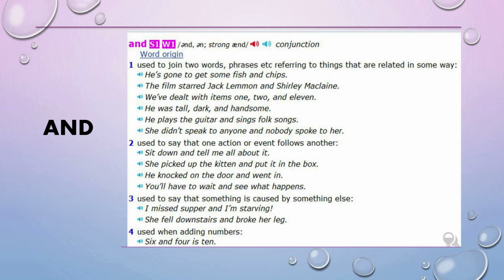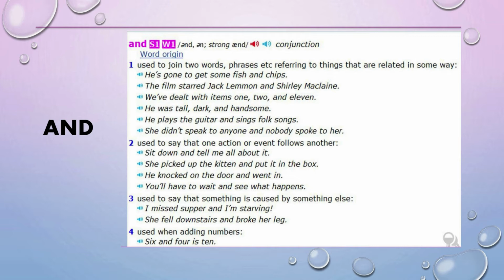Today, we are going to work with some of the connectors, such as and, before, despite, while, because. Let's talk about the connector and. It's used to join two words or phrases, referring to things that are related in some way. For example, he's gone to get some fish and chips. The film starred Jack Lemmon and Shirley MacLaine.